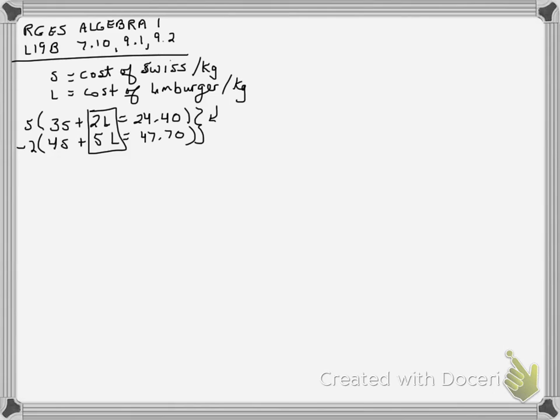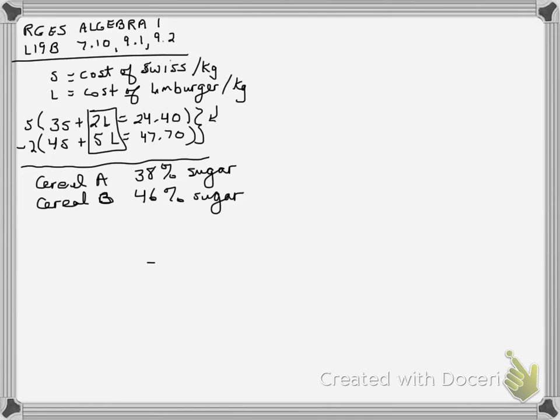Example 2 says, according to information on the labels, cereal A contains about 38% sugar and cereal B contains 46% sugar. So we've got 38% and 46%. I'm going to write that down. And part A says, what percent sugar would there be in a mixture of 100 grams of cereal A and 200 grams of cereal B? What percent? So we want to know the percent of sugar in a mixture.